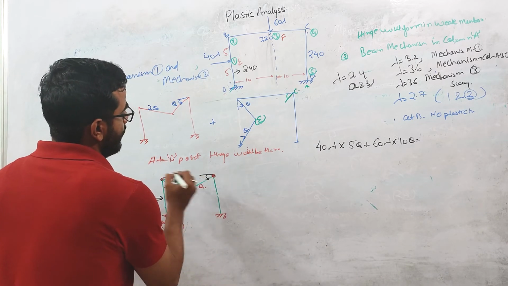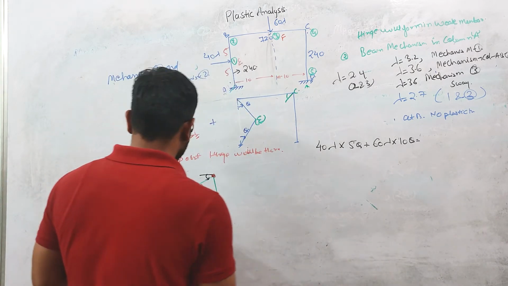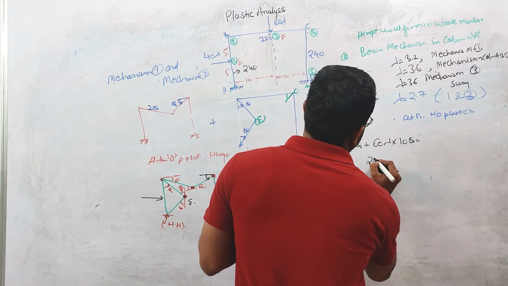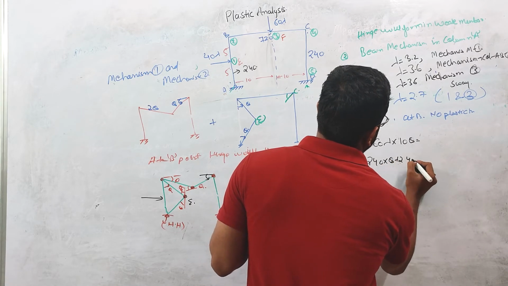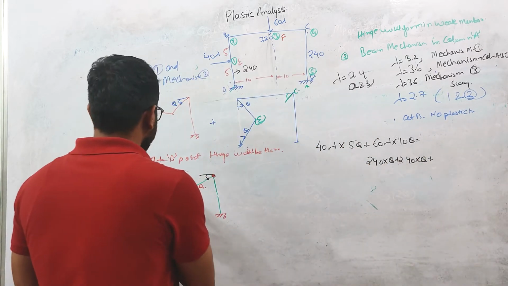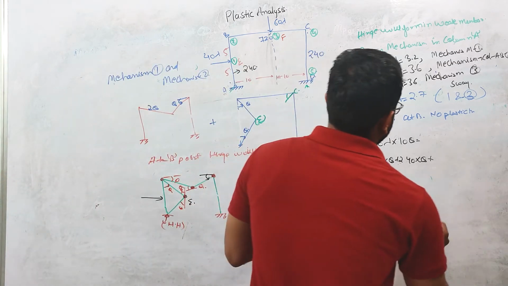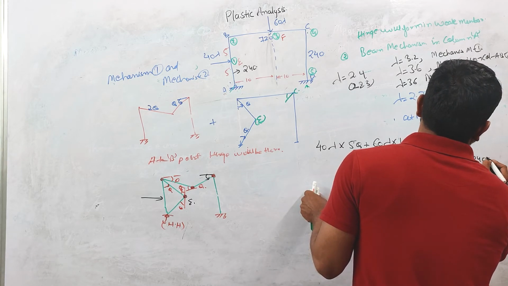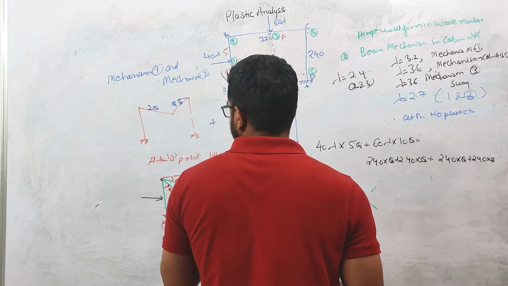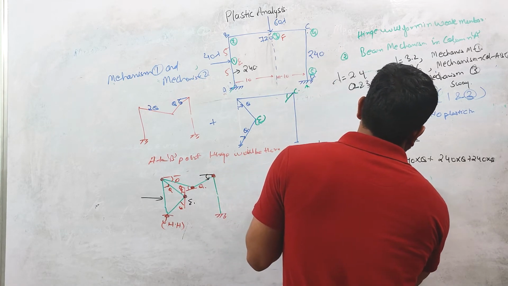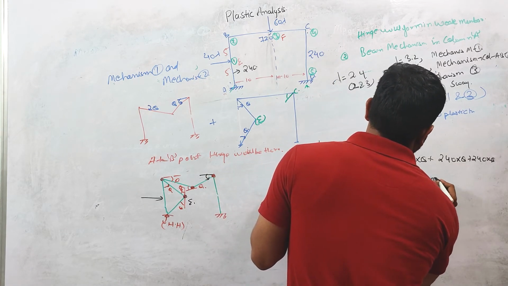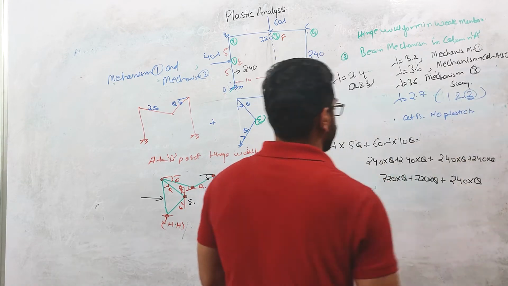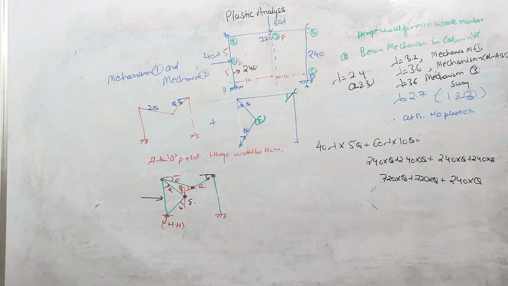Internal work done: first let us talk about this E point. At this E point it will be 240 into theta plus 240 into theta. Then let us come to this B point. At this B point, again the work done will be 240 into theta plus 240 into theta. At this F point it will be 720 into theta plus 720 into theta, and again at this point it will be 240 into theta. So this is our internal work done.